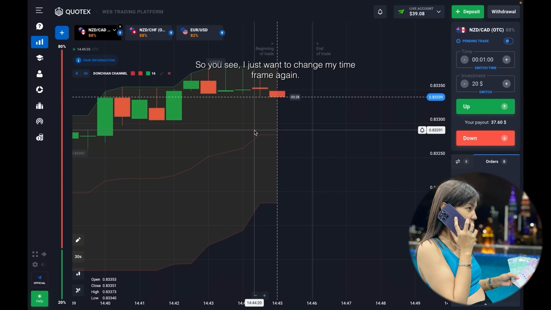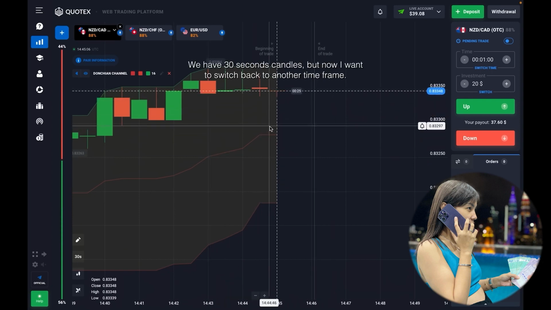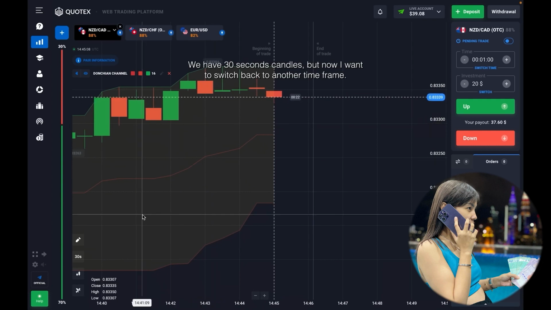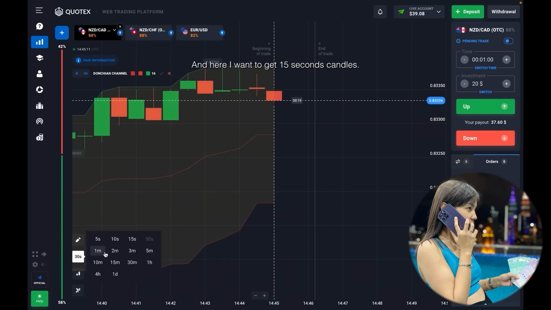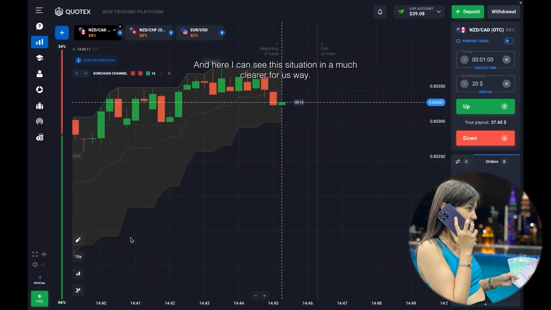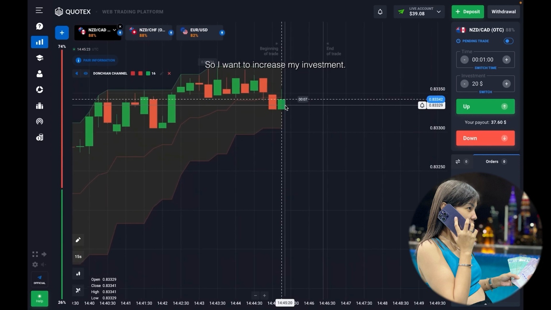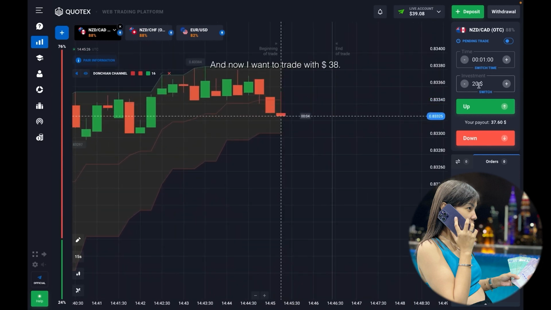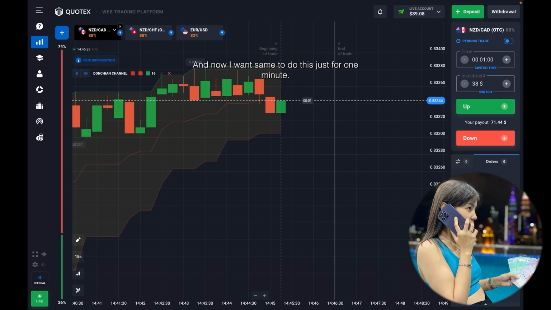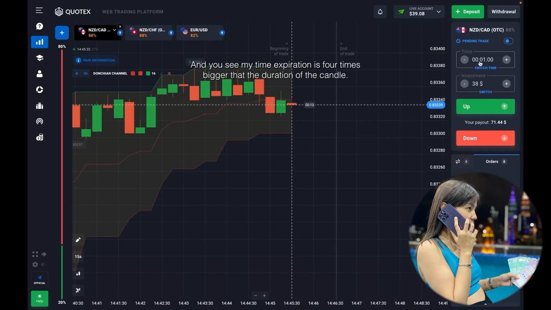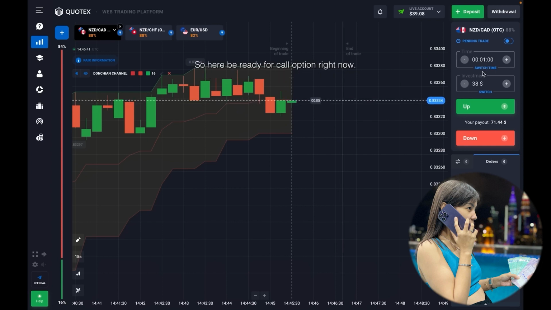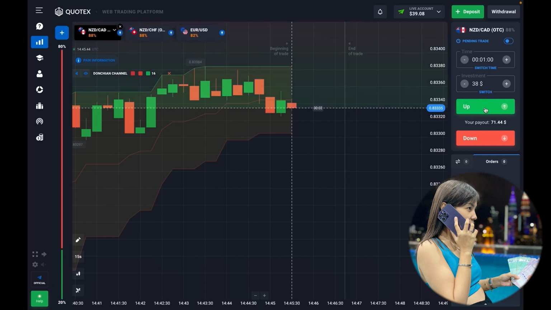You see, I just want to change my time frame again. We have 30 seconds candles, but now I want to switch to 15 seconds. Yes, 15 seconds candles. Here you can see this situation in a much clearer way, and I want to increase my investment. Now I want to trade with $38. I want to do this just for 1 minute, and you see my time expiration is 4 times bigger than the duration of the candle. So here be ready for call option right now.